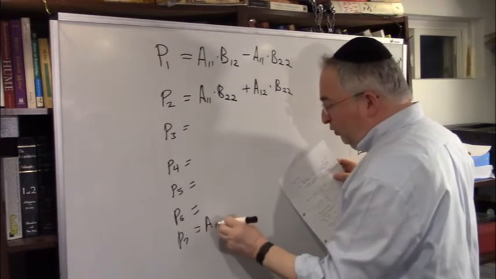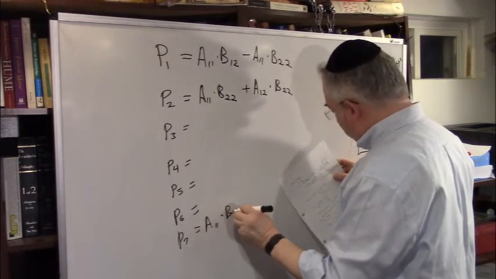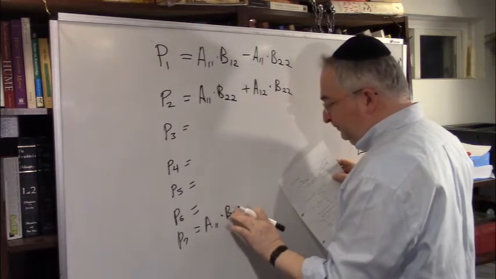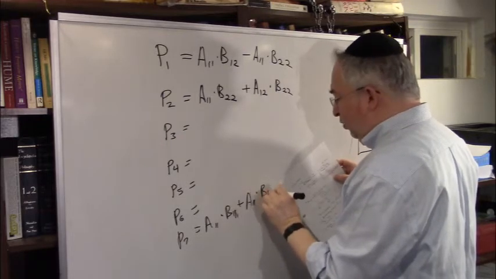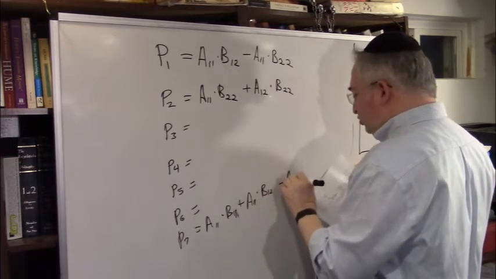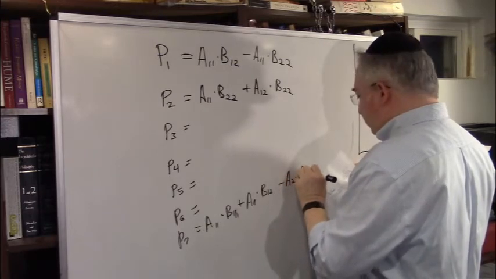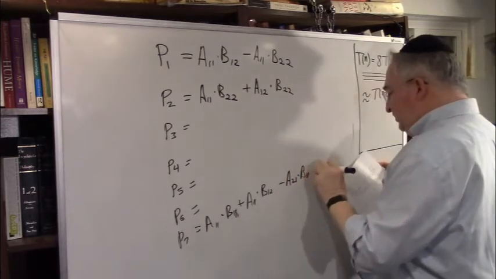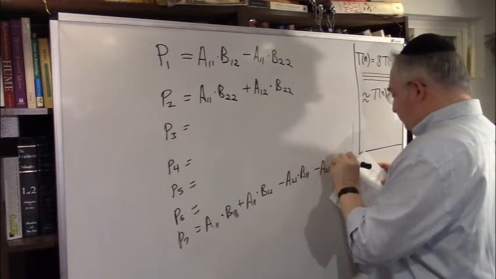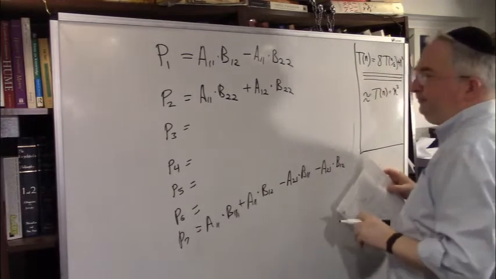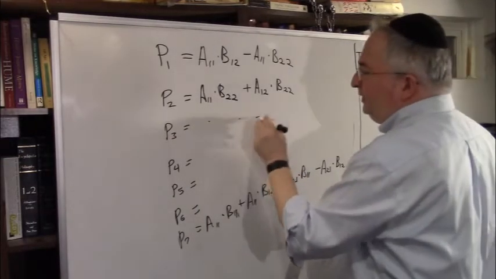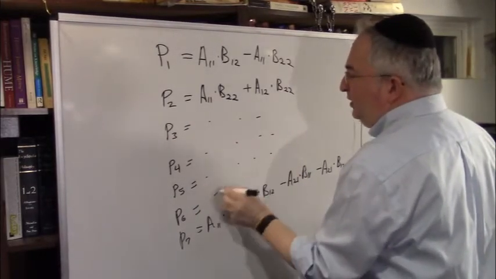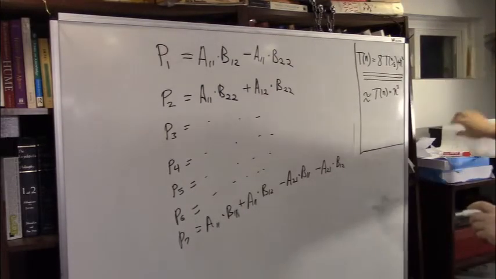But let me just tell you what P7 is. P7 is A11 times B11 plus A11 times B12 minus A21 times B11 minus A21 times B12. So, he got these. Now, I just have to warn you: not all of these are different.